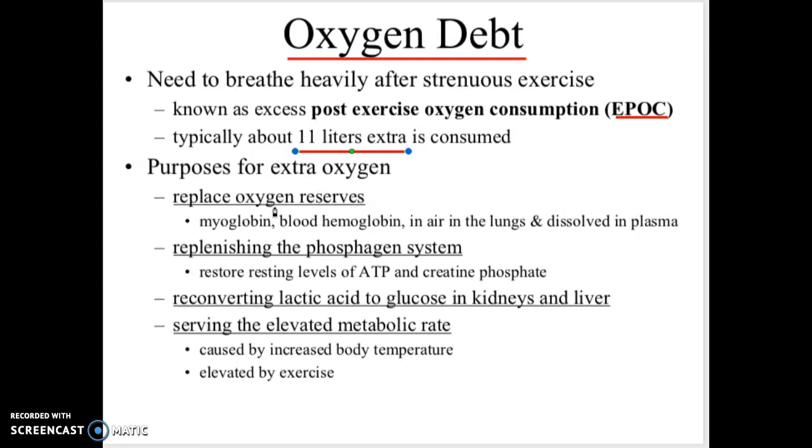The goal of this is to replace all of the oxygen that was bound to proteins like myoglobin and hemoglobin, and then in your bloodstream you also have oxygen. It's important to replenish the phosphagen system, and in order to do that, we require oxygen. Reconverting lactic acid to glucose happens in the kidney and the liver. You guys will learn a lot about that later on, but that process to reconvert it back to glucose requires oxygen. And then after we exercise, our metabolism is elevated, so we need to use more oxygen just to maintain our normal homeostasis.